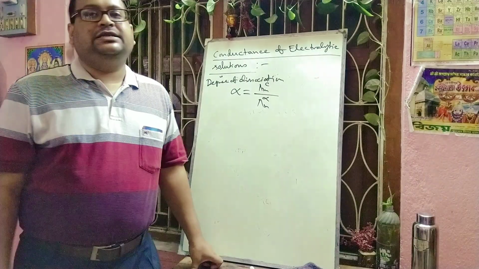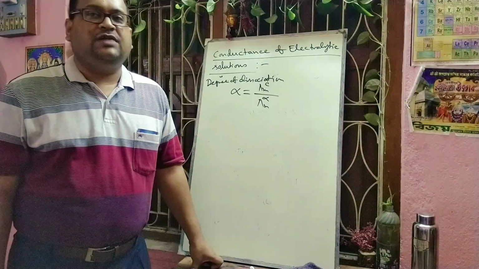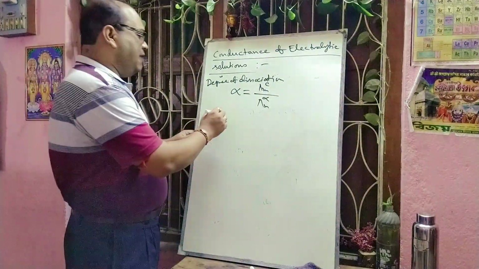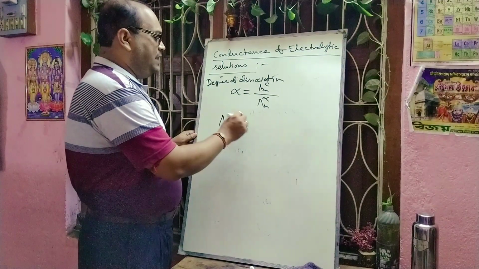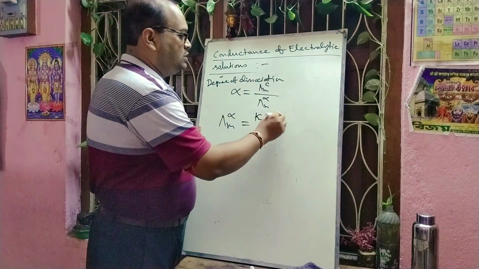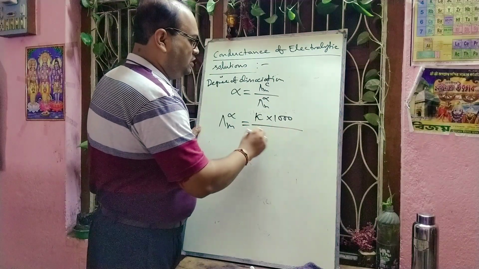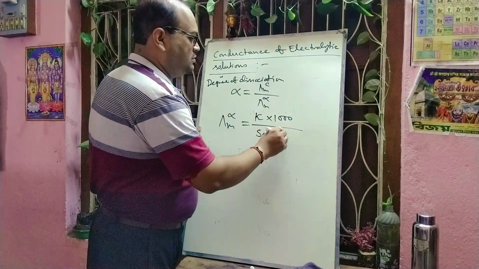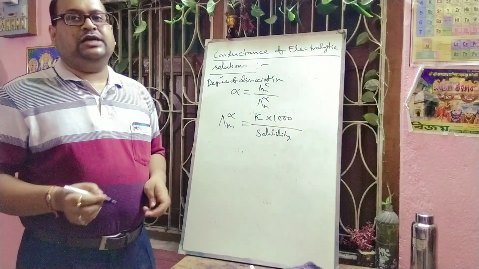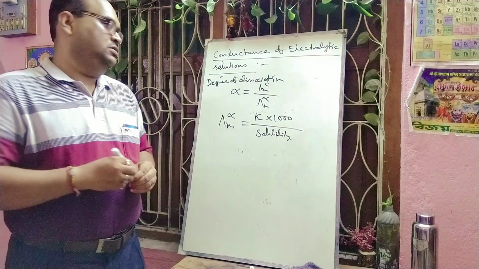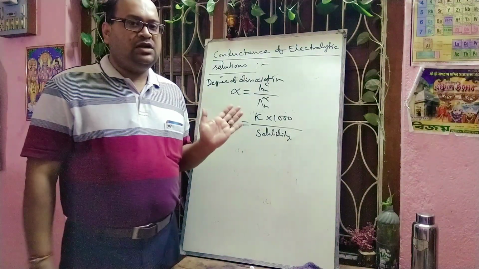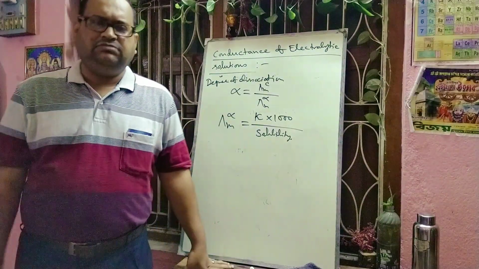And another application we can tell, that is the calculation of solubility of a sparingly soluble salt. Here also we can apply this formula, Λm∞ is equal to kappa into 1000 divided by solubility. So in this way we can easily calculate the solubility of a sparingly soluble salt. So hope you can understand the Kohlrausch law and its applications.